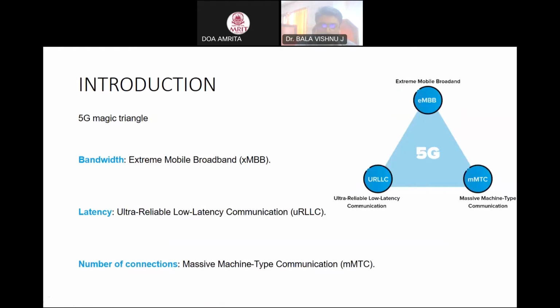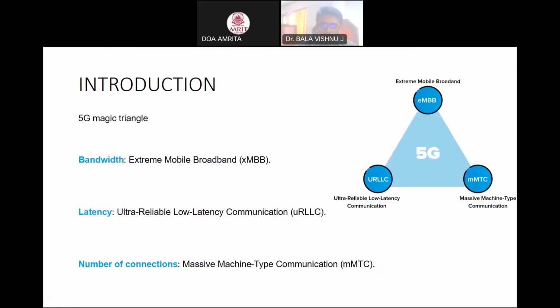The ITU-T and IMT-2020 have given the 5G magic triangle, in which how the bandwidth is increased is given in terms of XMBB, that is extreme mobile broadband, and how to reduce the latency is given as URLLC, that means ultra-reliable low latency communications. And for increasing the number of connections, they have given it as MMTC, that is massive machine type communications.